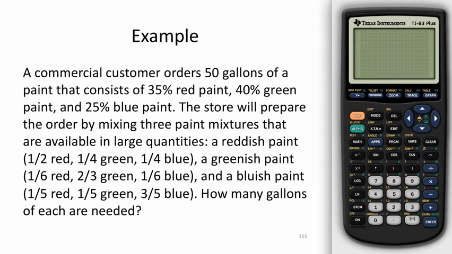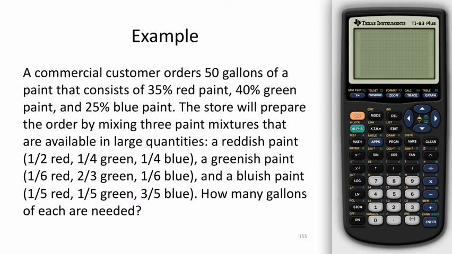So they don't have pure red paint and pure green paint and pure blue paint available. If they did that, then it would be very straightforward to use, just make a recipe of 35% red, 40% green, 25% blue and add it together.